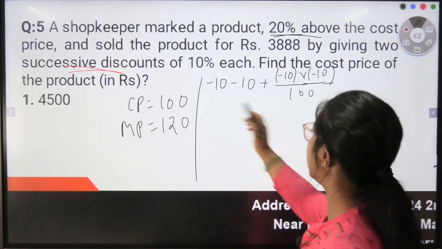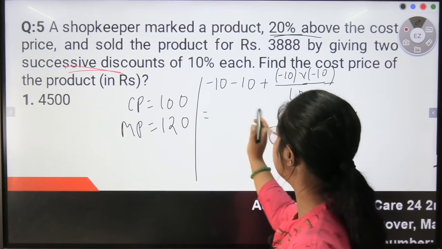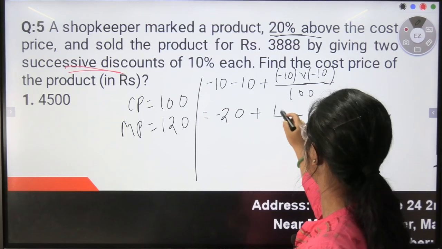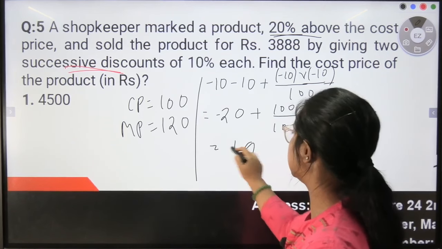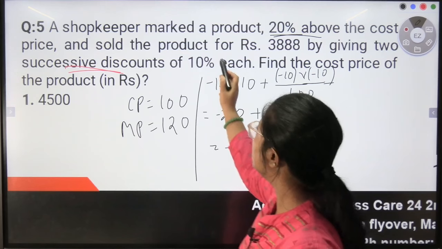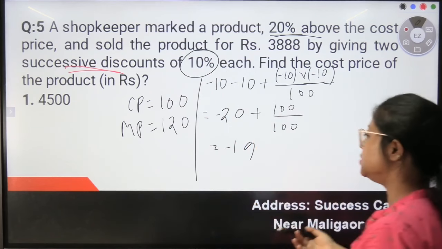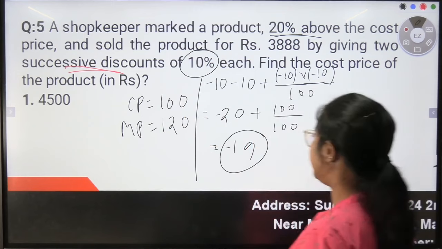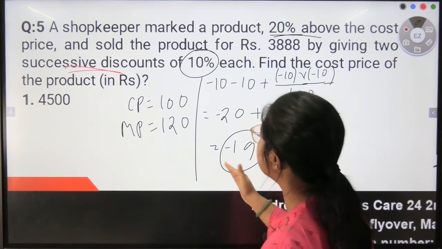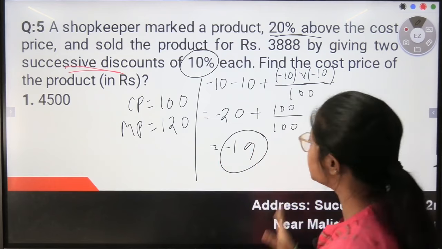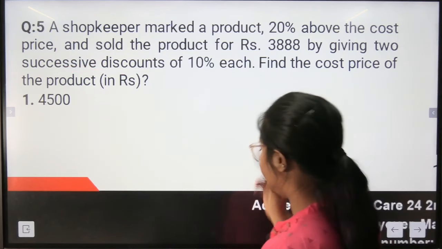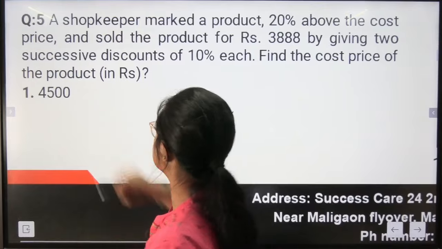So combined discount would be minus 10 minus 10. So this is my formula. So from here I am getting minus 20. Minus minus gives you plus sign, plus 100 by 100. That means minus 19. So actual discount is 19, not 20. So if you are giving 10% of successive discount, then your actual discount is minus 19. The sign is due to the discount. So if I am getting 19% as my combined discount, then what would be my value? So I have considered.